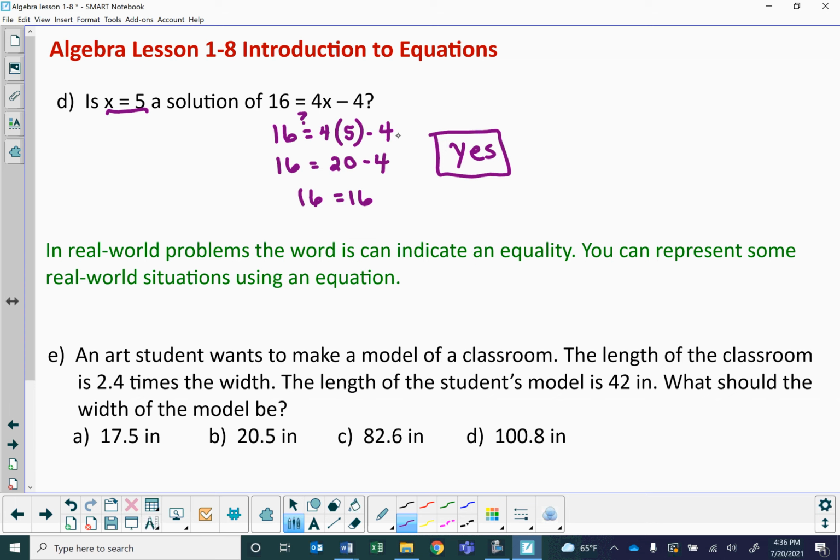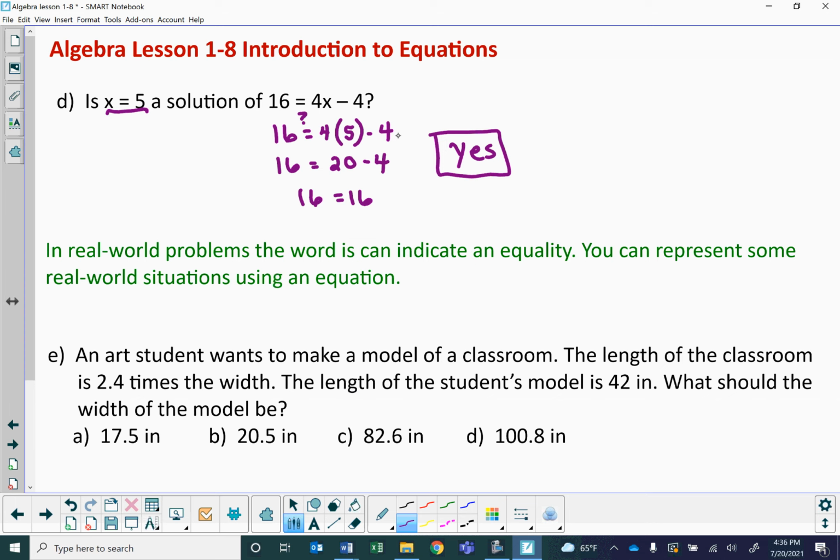Now, in real-world problems, the word "is" can indicate an equality. It can mean an equal sign. You can represent some real-world situations using an equation. So here's a multiple choice problem for you. It says an art student wants to make a model of a classroom. The length of the classroom is 2.4 times the width. The length of the student's model is 42 inches. What should be the width of the model?